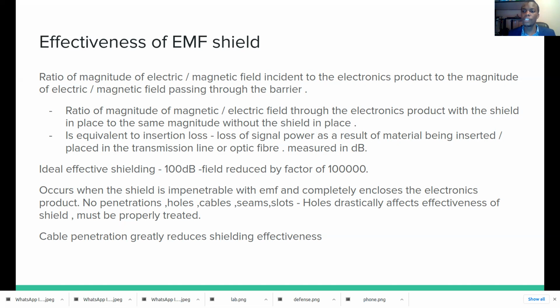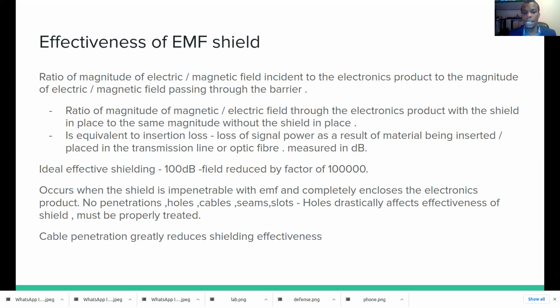So if you get the ratio of these two, the ratio of the magnitude, you take their magnitudes, then that is what gives you the effectiveness of the electromagnetic shield. Ideally, it's also the ratio of the magnetic or the electric field through that electronic component or electronic product when the shield is in place, that is, the incident magnetic field, and when the shield is out, or without the shield, that ratio also brings you that. It's also equivalent to the insertion loss.